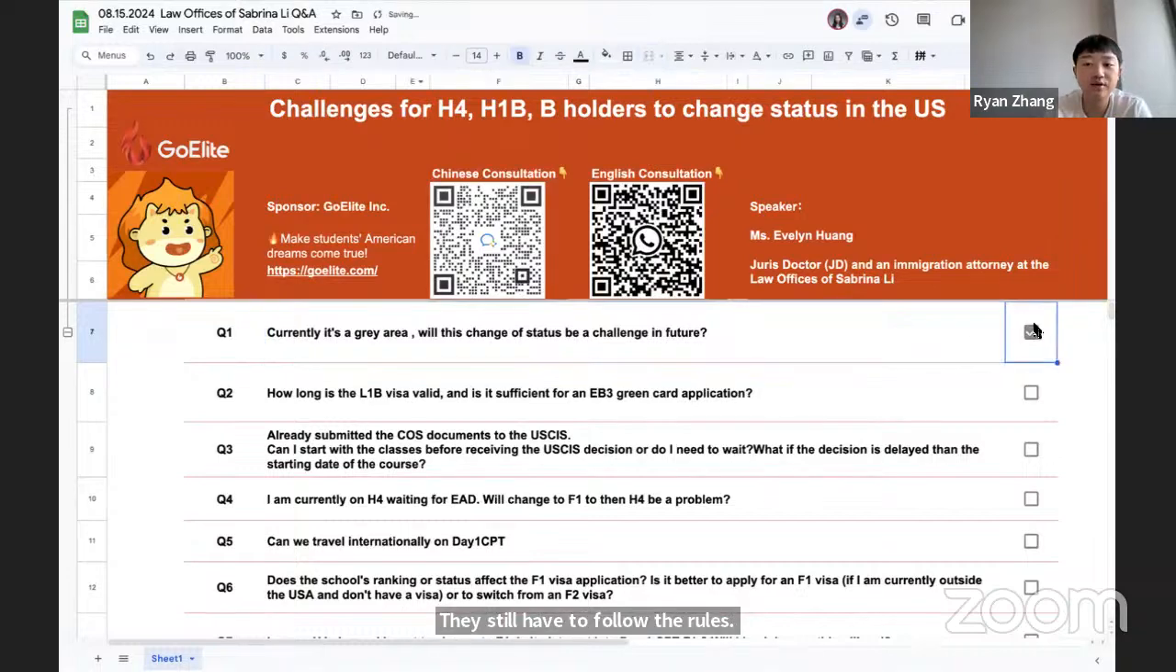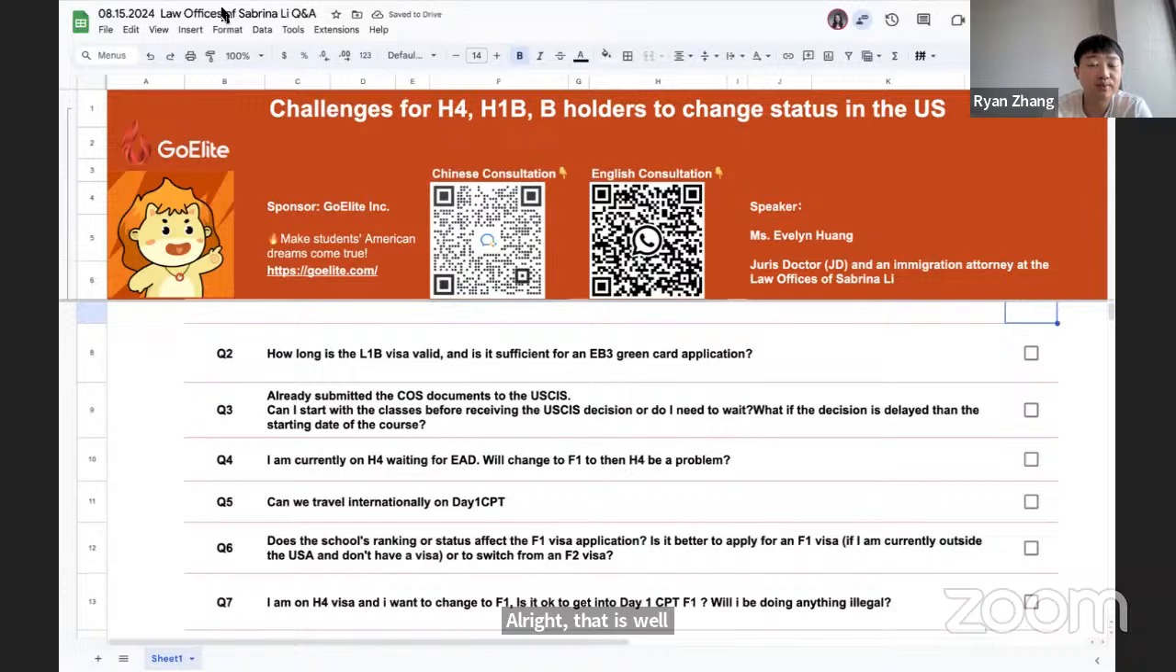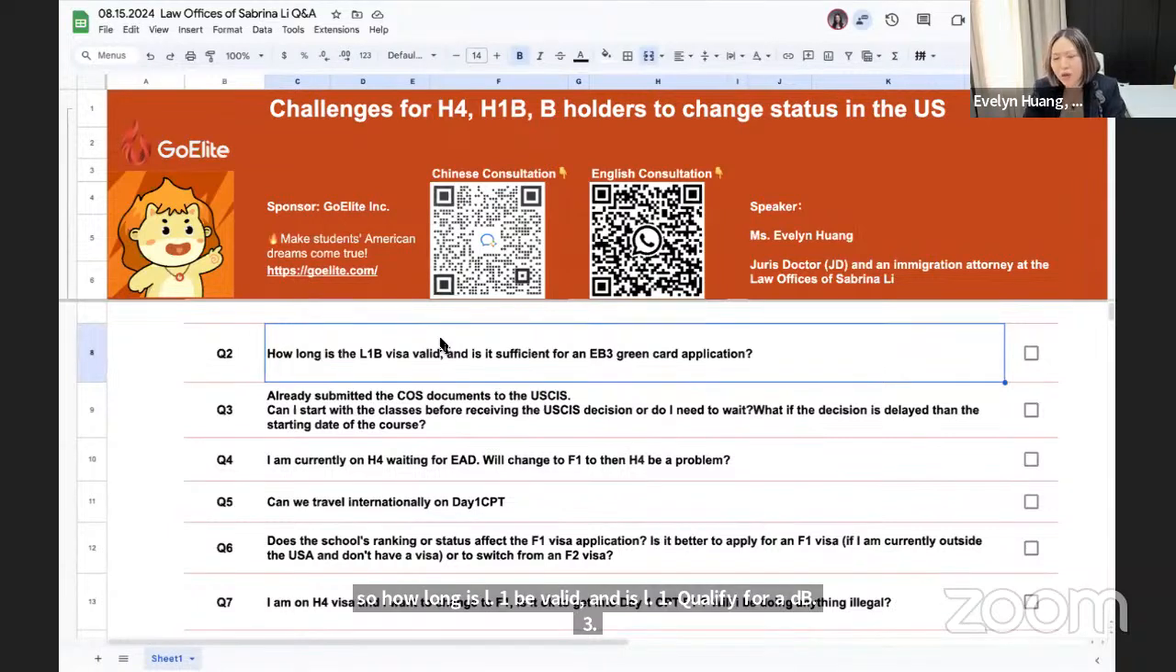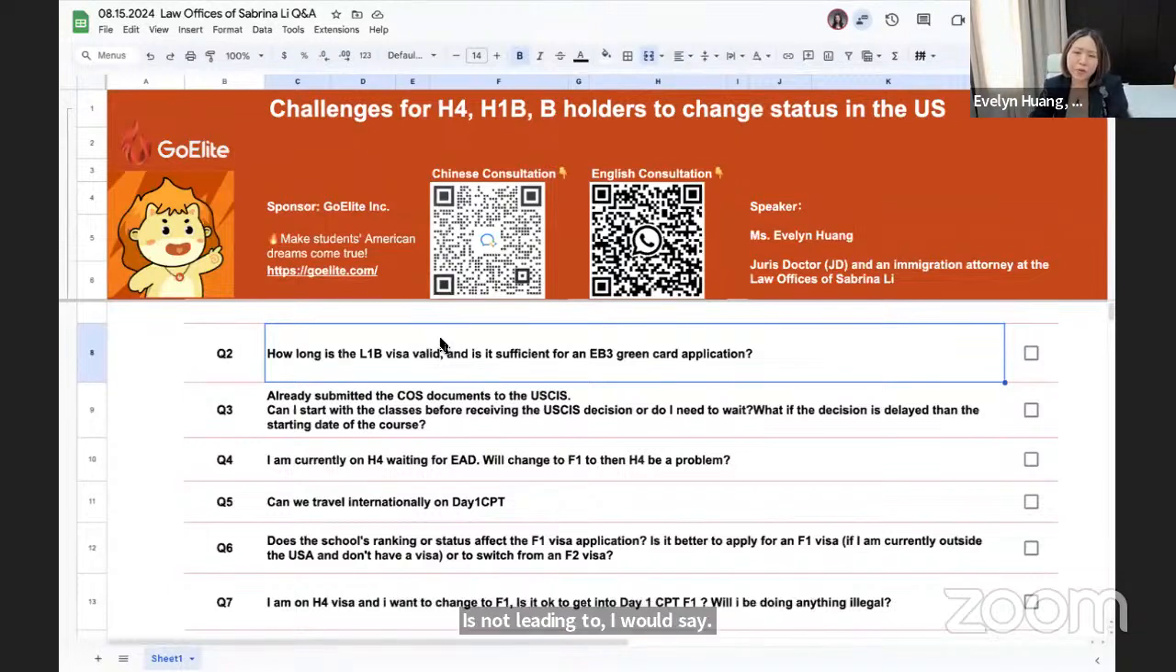That is well put. Let's go to the second question. I guess this question is not relevant to change of status, but could you quickly address this? I know people care about L1s. How long is L1B valid, and is L1B qualified for an EB3? L1B is not leading to, I would say, EB3 is a different category. If your employer, who is also your sponsor, agreed to sponsor your EB3 green card, you can do that. L1B will give you a status to stay as long as your employer continues the offer and you remain eligible.